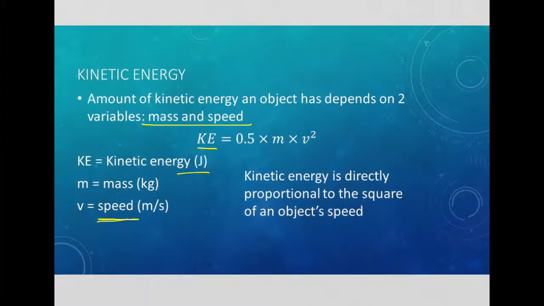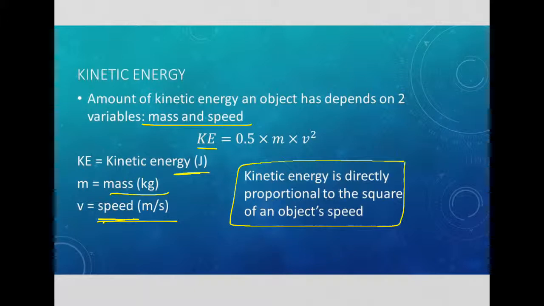So again, kinetic energy has the same units as potential energy, just because it's a type of energy, so it'll be in joules. Mass is in kilograms as usual. Speed is in meters per second as usual. And the thing that you need to know here is that kinetic energy is directly proportional to the square of an object's speed. What the heck does that mean?